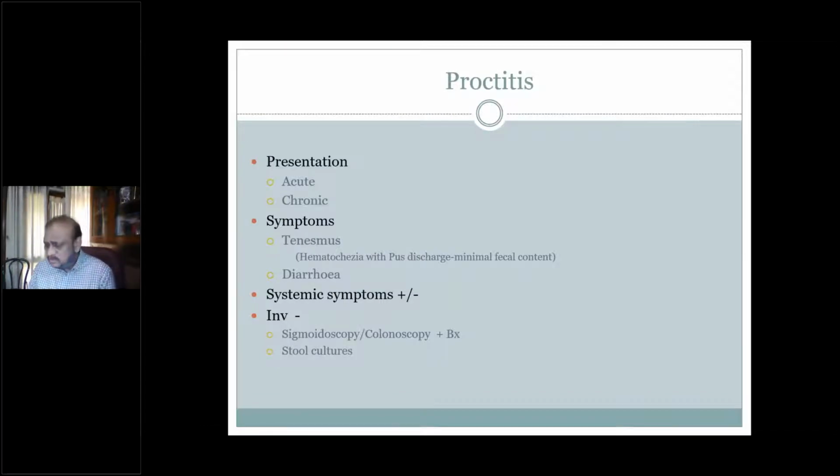Its presentation is in two forms, acute or chronic, and symptoms are tenesmus, which we all know is defined as hematochezia with pus discharge, minimal fecal content, and a strong urge to defecate. There could be diarrhea, and specific symptoms could be there or not be there, even if they're usually minimal. The usual investigations are sigmoidoscopy and colonoscopy with a biopsy, and of course stool cultures.